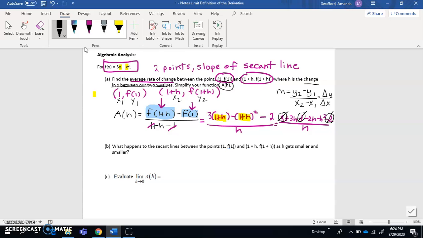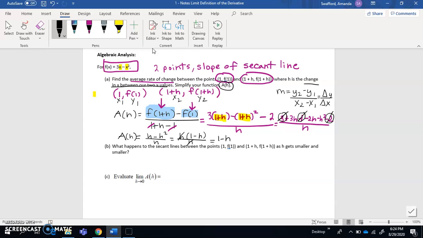And then I know the 3h and the minus 2h could combine to give me 1h. So I actually have h minus h squared over h. And then I could factor an h out of the top since it has that GCF. Put it over h, and then those are gone. So my final secant slope, a of h, is 1 minus h.